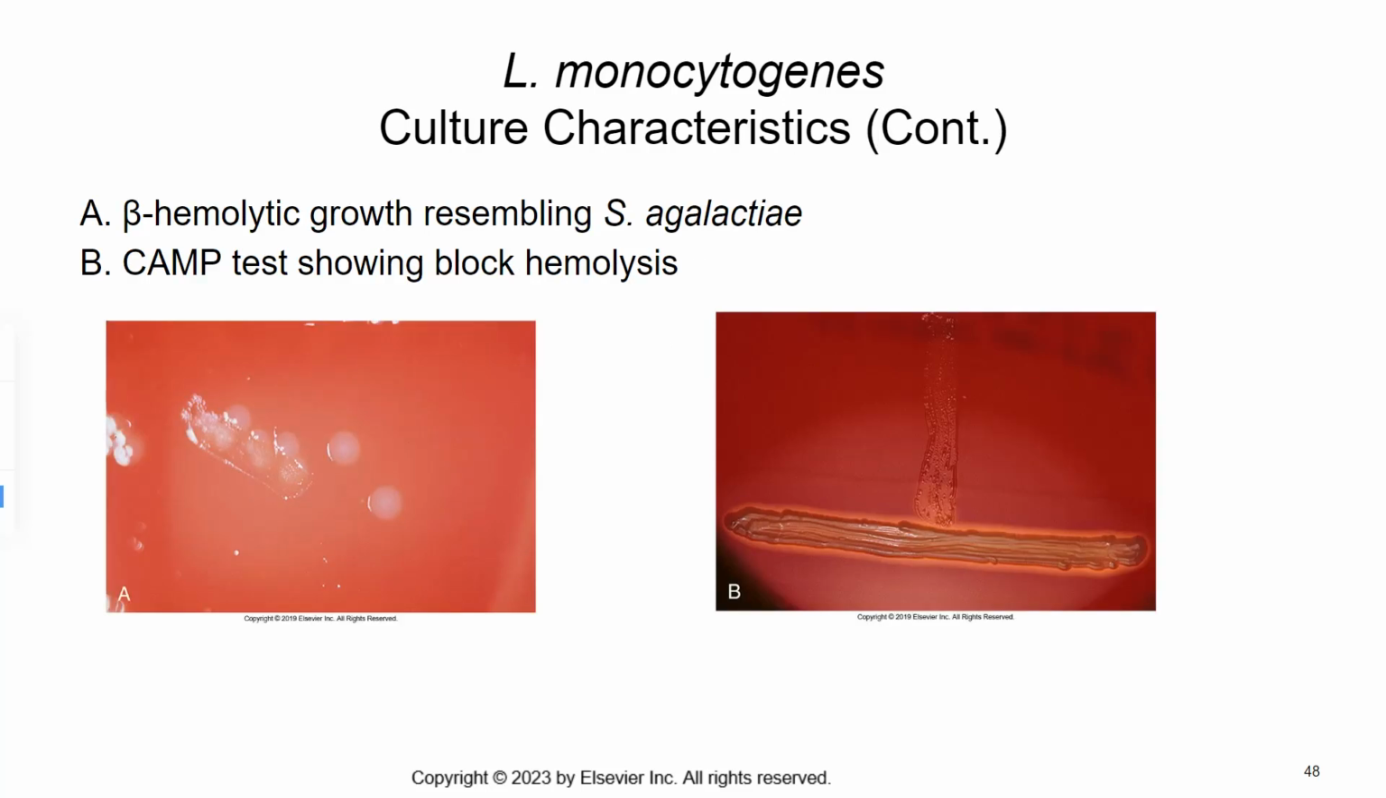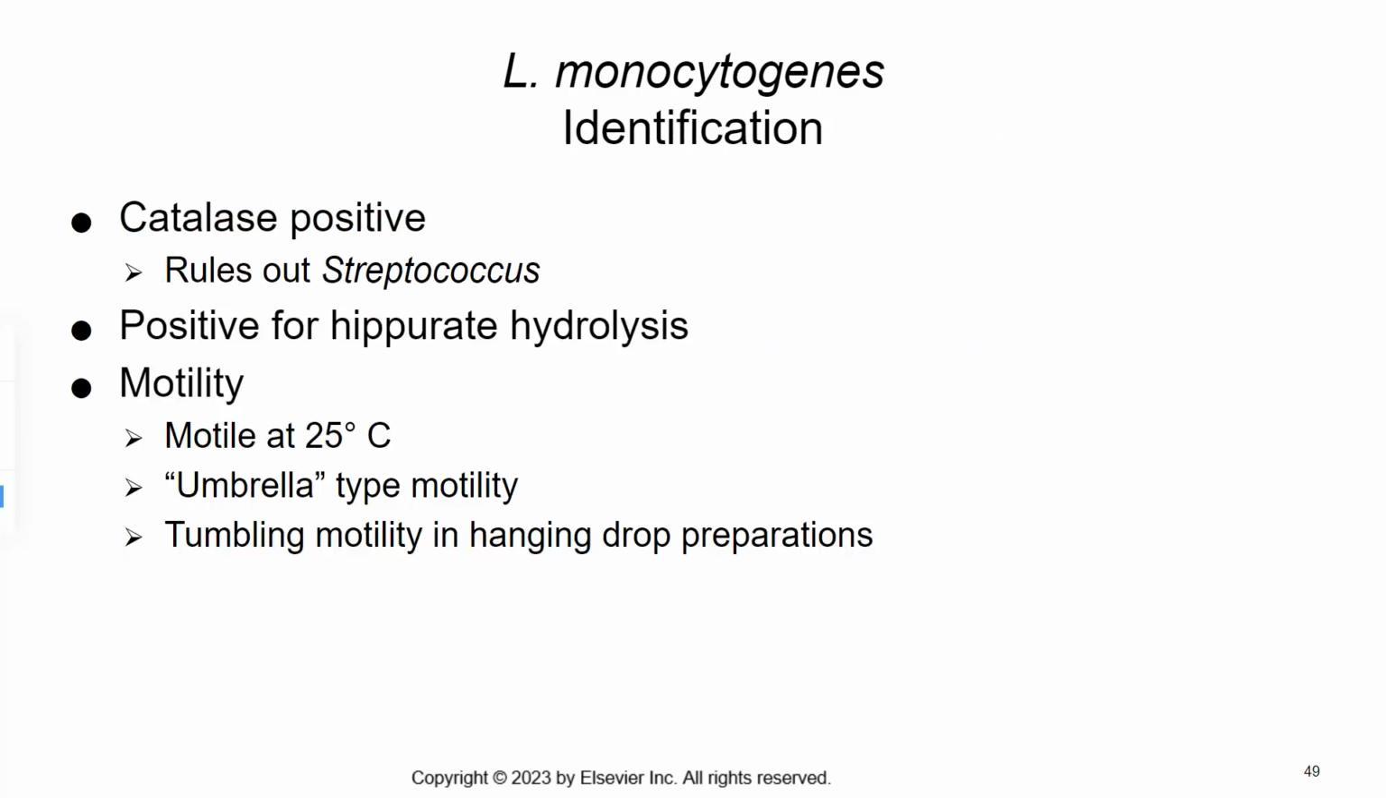Here's beta hemolytic growth resembling S. agalactiae, and then the CAMP test showing block hemolysis. It's catalase positive, so it rules out the streptococcus. Positive for hippurate hydrolysis. It's motile at 25 degrees Celsius, and it has an umbrella-type motility, tumbling motility, in hanging drop preparations.